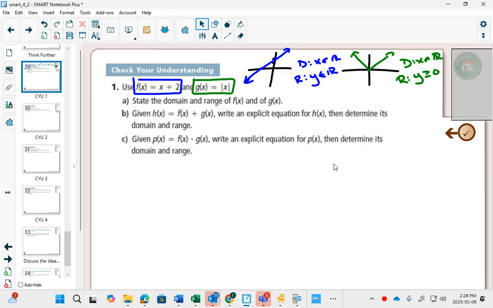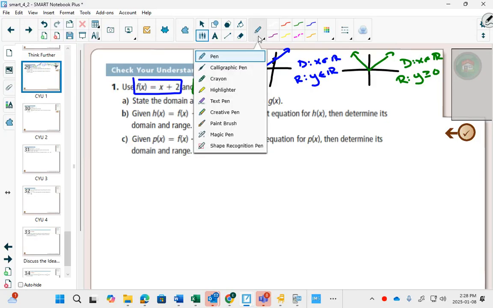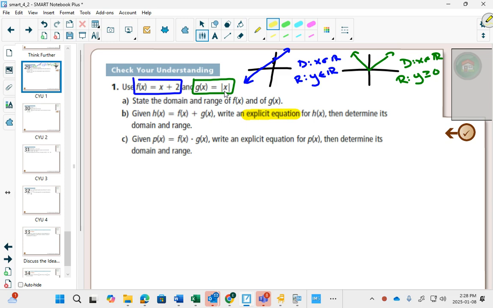And then h of x is going to be f of x plus g of x. And we have some new notation or new terminology here. They ask us to write the explicit equation. And this is the wonderful thing about math, is if you don't know what the words mean, you're in trouble, because you'll have no idea what to do next. So we have to know, well, what does explicit equation mean?